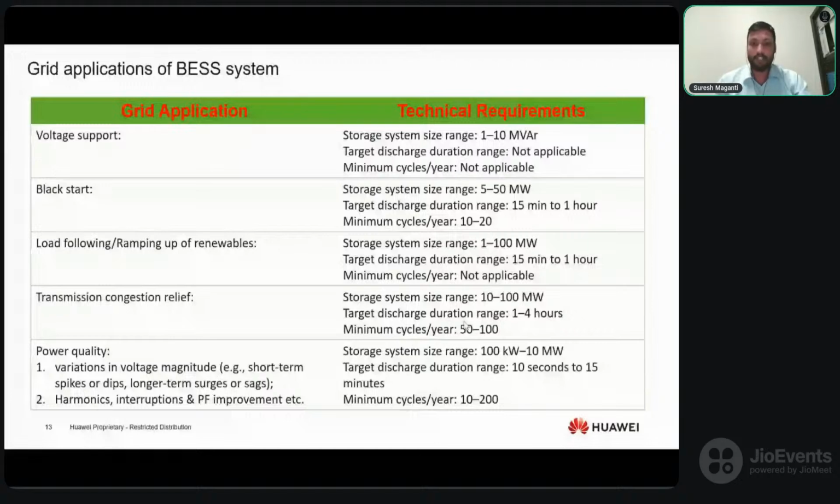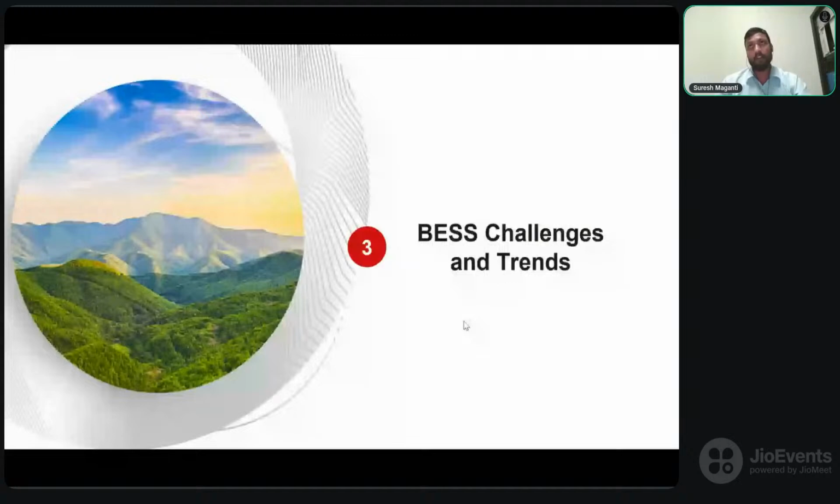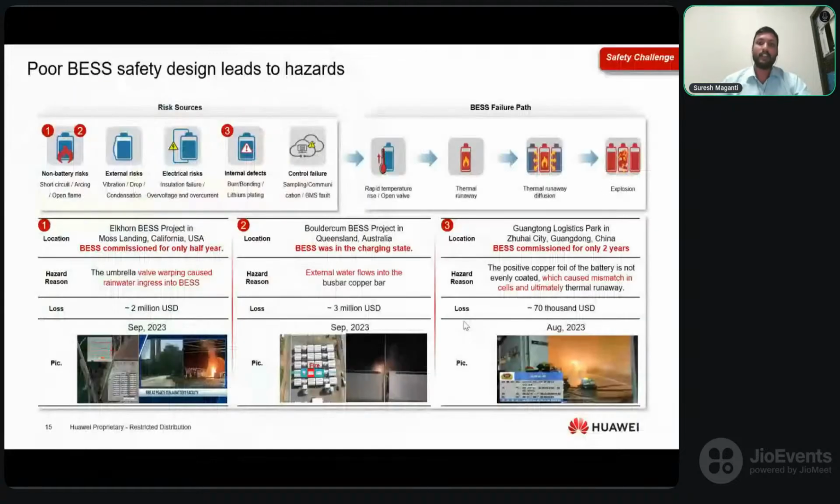So let's see what are the challenges that we will face when we use a battery energy storage system for grid integration. The most important challenge is safety, because we have all experienced the hazards we saw on electric vehicles. It may catch fire, sometimes it may explode. So the safety challenge is very much important. When we talk about battery energy storage system safety, there are risk sources that may come from internal or external. The risk sources are non-battery risks, such as a short circuit internally, or some external thing that can initiate a short circuit internally. So these are the non-battery risks.